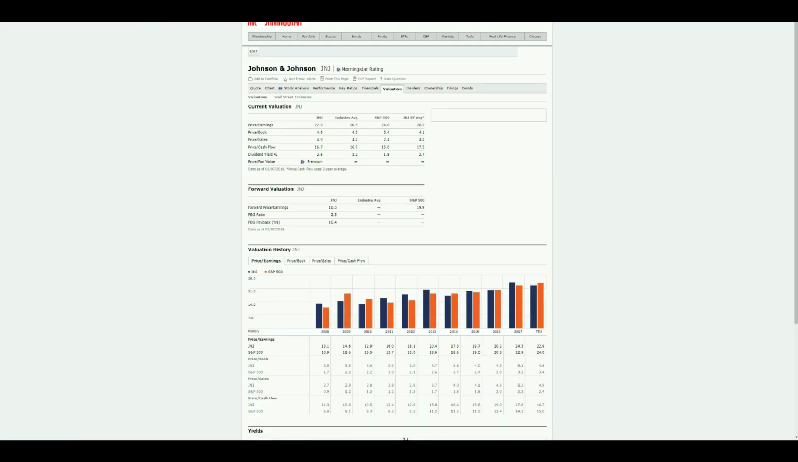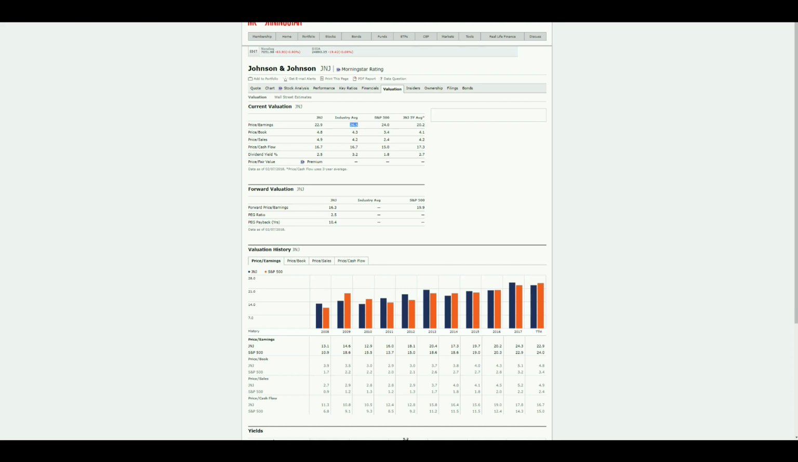It's funny that it picked up Johnson & Johnson right away there. So here I can see Johnson & Johnson's PE ratio is at 22.9. The industry average is at 26.5. The S&P average right now is at 24 because it did come down. So Johnson & Johnson is slightly under the S&P 500, and it is underneath the industry average.